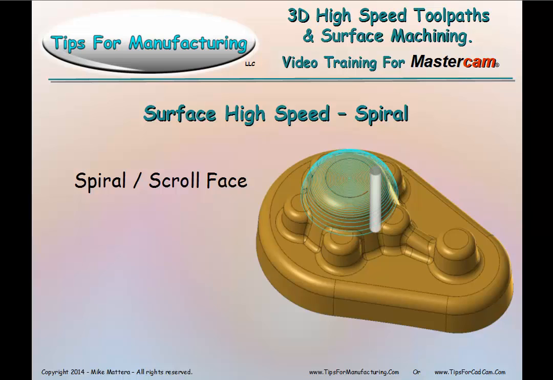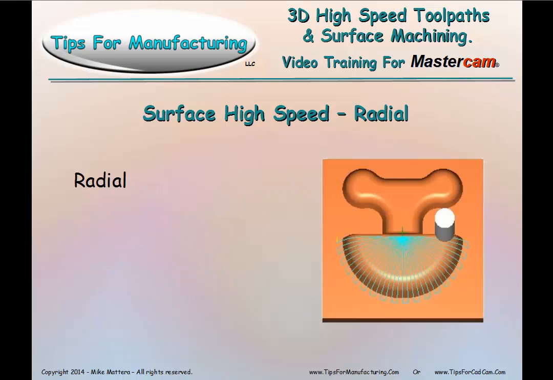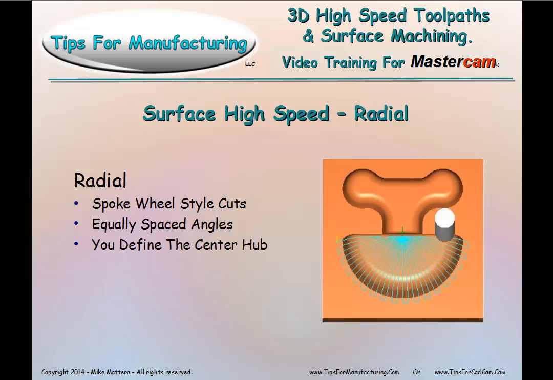Spiral creates a scroll face type of a cut. It's a continuous cutting motion based on an equal spacing. So you specify a minimum start radius and a maximum end radius, and you can also use boundary controls with this. Radial is a spoke wheel style of cut. It uses equally spaced angular cuts, and you define the center hub, and it also has very good boundary control.